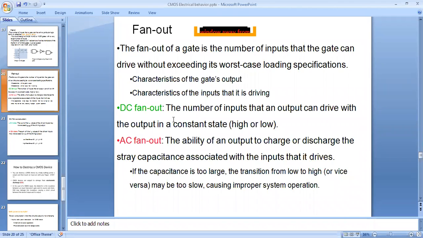So here we have DC fan out and AC fan out. What is called DC fan out? The number of inputs that an output can drive with the output in a constant state. What is meant by DC? DC means constant state. That is, if our circuit is constant, stable at a high state or low state, at that situation, how many inputs are driven? That is called DC fan out.